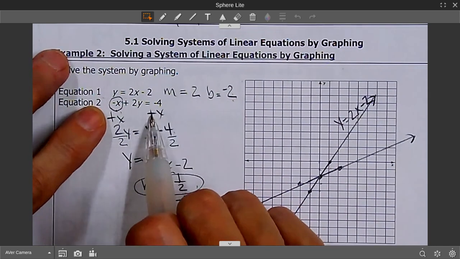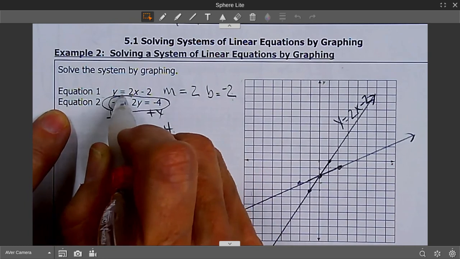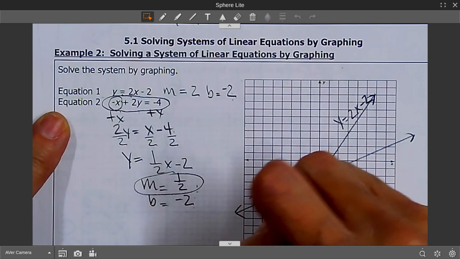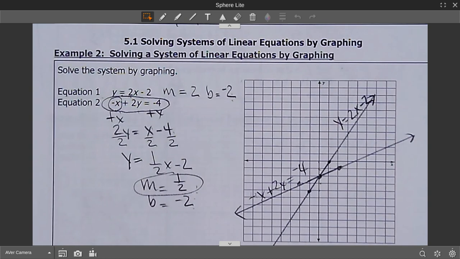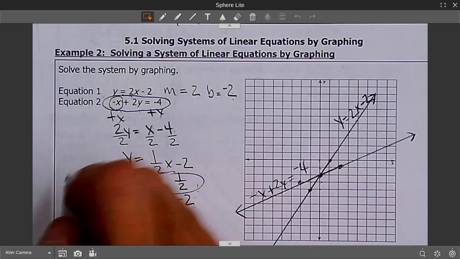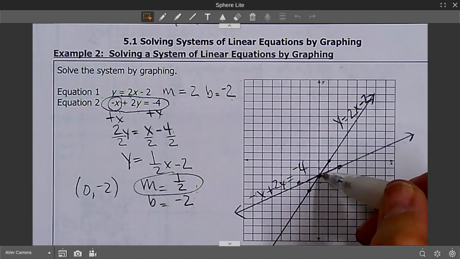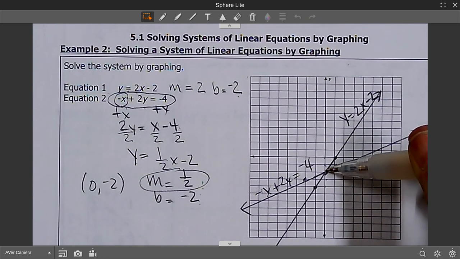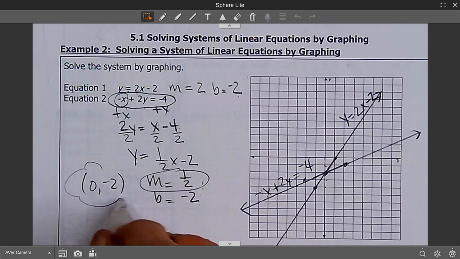Okay. When you label your line for an equation you manipulated, you have to give the original equation. We couldn't use it to graph, but now that we have it graphed, you're going to write -x plus 2y equals -4. What is our solution? 0, -2. That's this point right here. That point where they cross, that's what we're calling the solution. This is your answer.